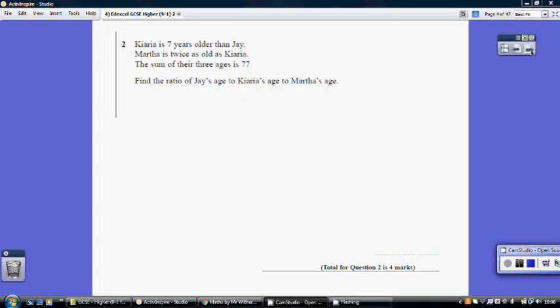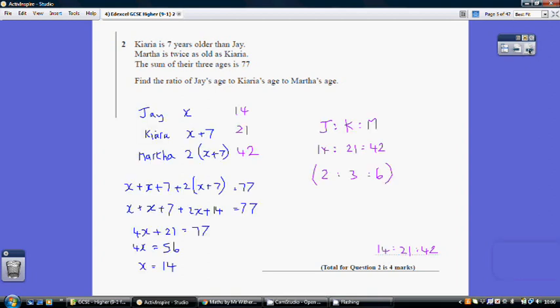Question 2. So we're going to construct and solve an equation here. So make x equal to the smallest bit of information. So we're told that Kira is 7 years older than J. So J's the youngest, so let's go and let J be x years old. So Kira is 7 years older, so whatever J is, whatever this unknown number is, we add 7 onto it to get Kira's age. And then thirdly, we're told that Martha is twice as old as Kira. So be careful, it's twice as old as she is. So it's 2 lots of the x plus 7.